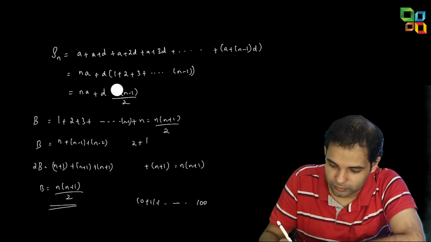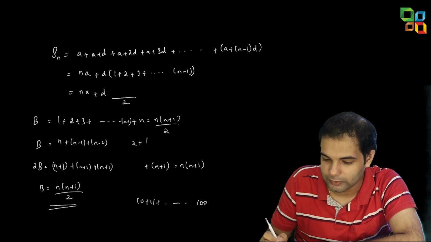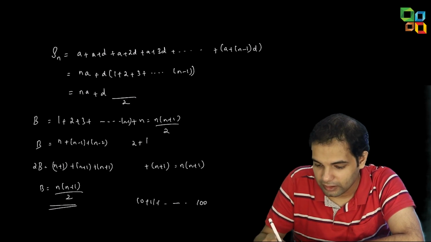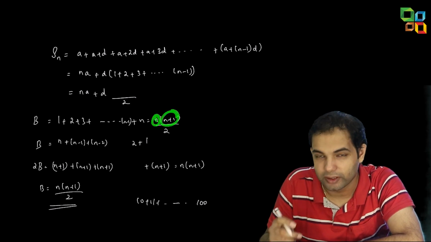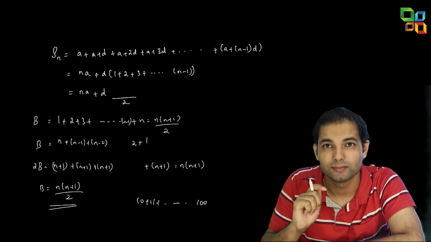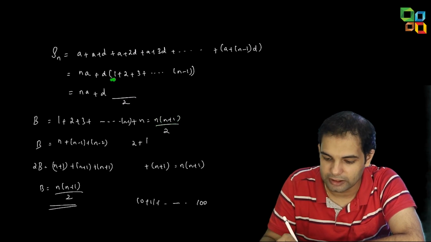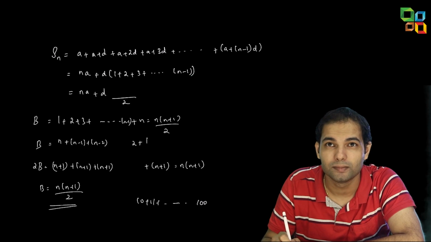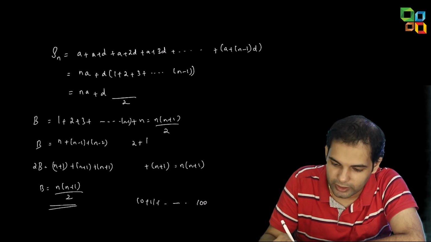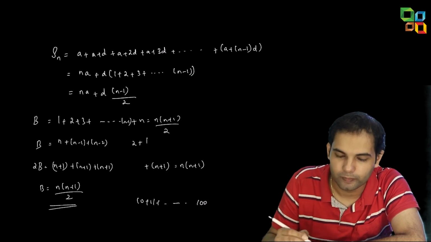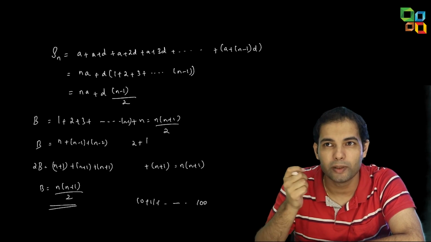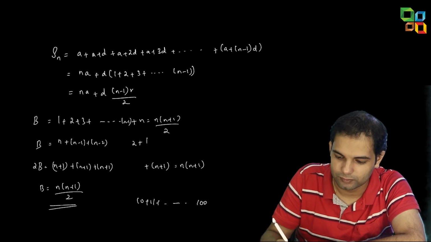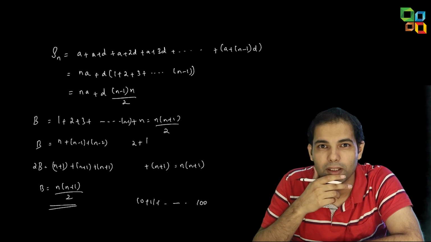Let me correct and write it in the same formula. Here it was n into n plus 1, the term into the next term, correct? But here the sum is only up to n minus 1, not n. So the last term is what? n minus 1. The next term is n minus 1 plus 1, which is n. So it is n into n minus 1 by 2.